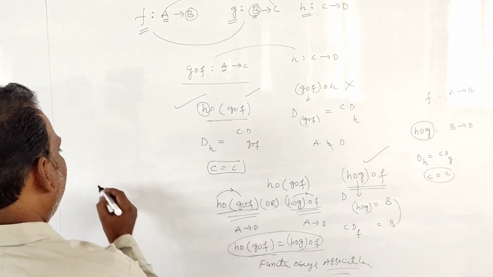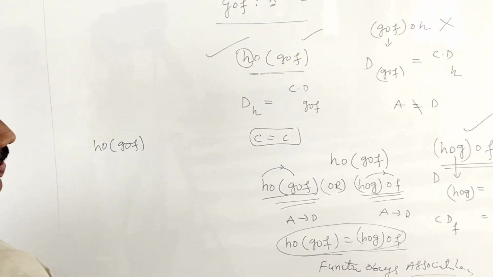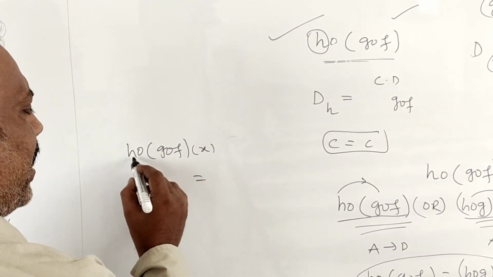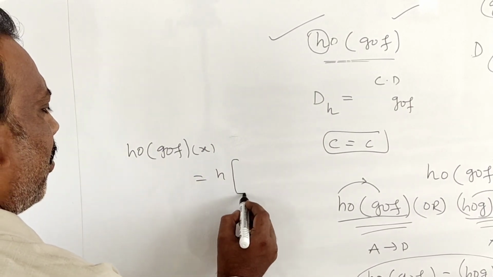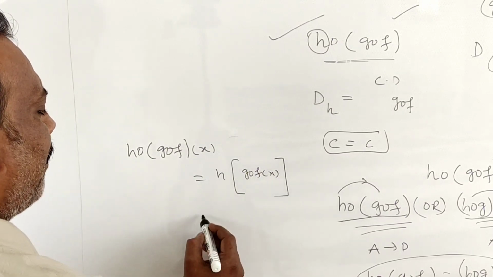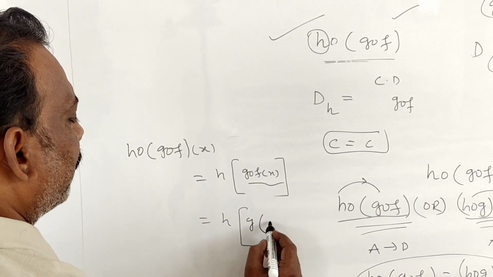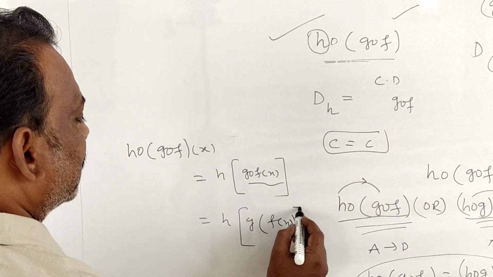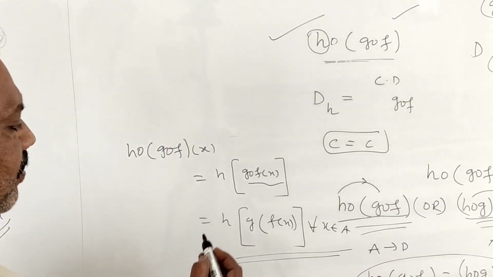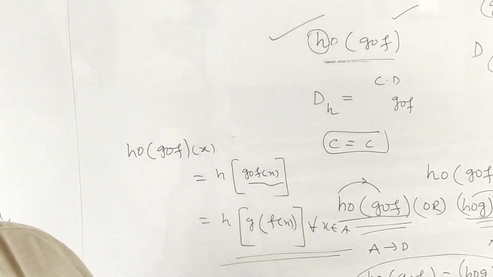Right. So when they ask how to calculate H circle of G circle F, is there any formula? Yes, you take one point in the domain and write the formula: H circle of G circle F of X. After that we split this, it is also H of G of F of X, for all X belonging to A. This is the formula for H circle of G circle F, students. Clear? Right.